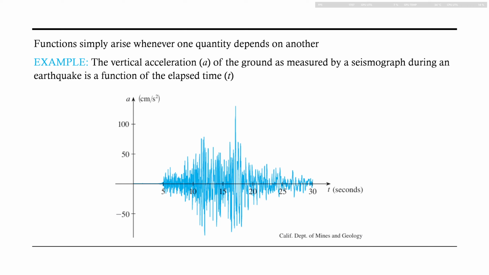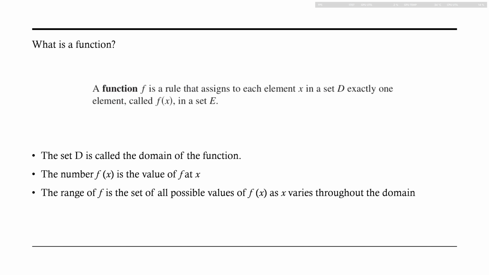If you look at the figure down below, you can see the x-axis is the time in seconds, and the y-axis is the acceleration in centimeters per square second, I think that is. I'm not 100% sure, but there we go.